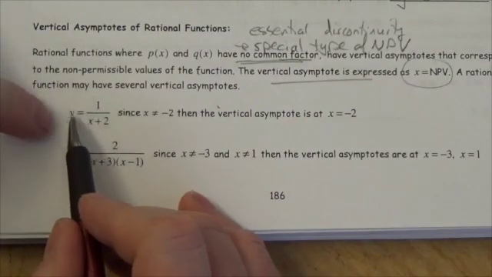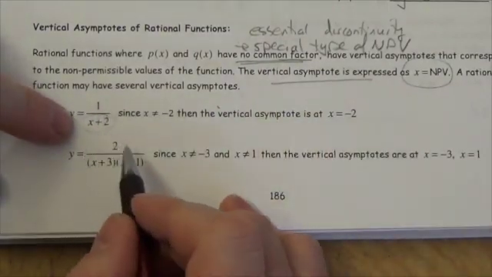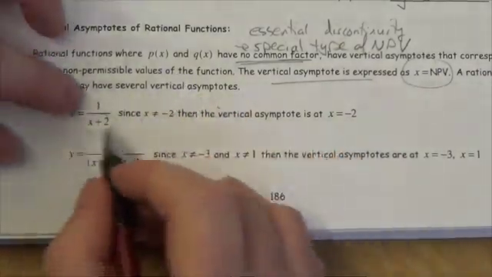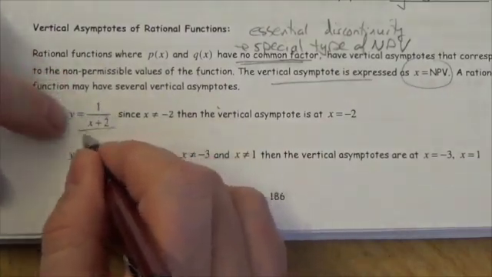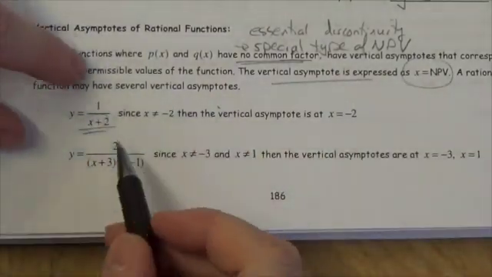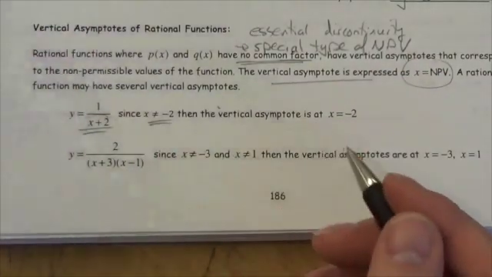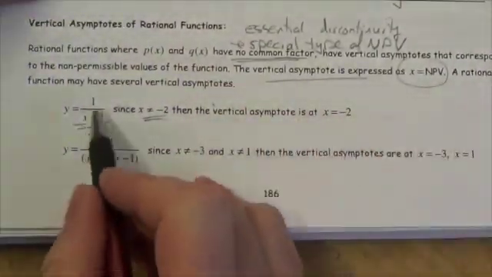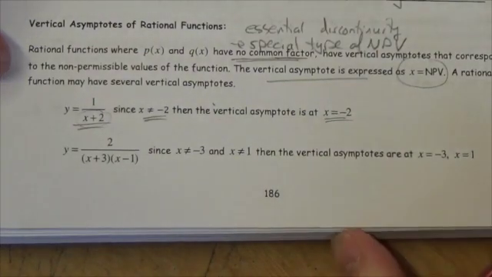I've got an example here, y equals 1 over x plus 2. I've got that binomial factor in the denominator. There's no corresponding factor in the numerator to cancel with it. Even if I did have one, as long as it wasn't identical to this, it is going to lead to an asymptote. The non-permissible value is -2. That is a discontinuity in the graph, and it's essential because I'm stuck with it. The vertical asymptote is therefore at x equals -2.